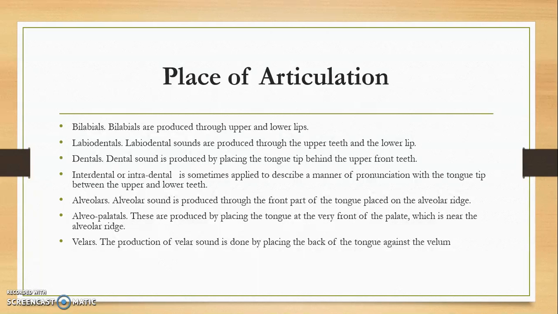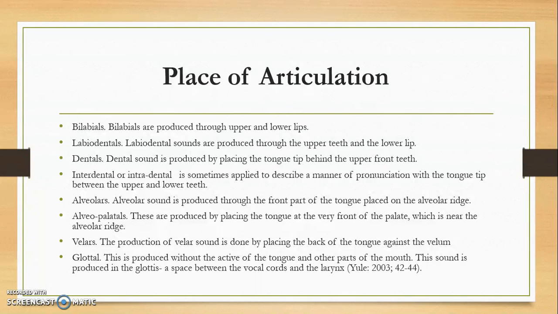Alveolars. Alveolar sound is produced through the front part of the tongue placed on the alveolar ridge. Alveopalatals. These are produced by placing the tongue at the very front of the palate, which is near the alveolar ridge. Velar. The production of velar sound is done by placing the back of the tongue against the velum.